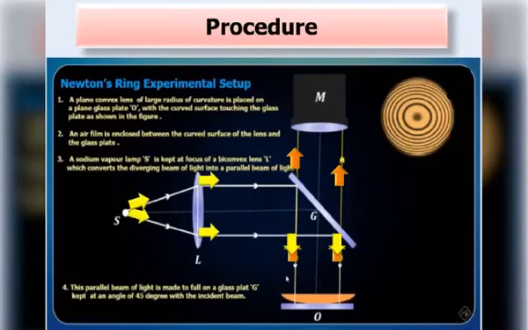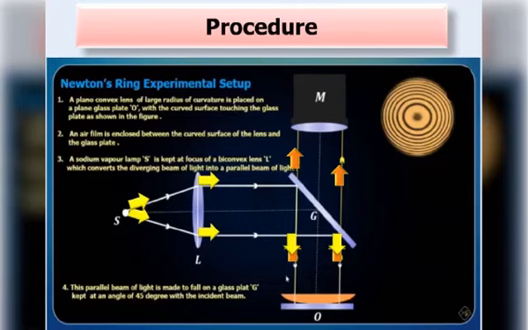Next is the procedure. This is the experimental setup of the Newton's rings experiment. This is a plano-convex lens and this is the plane glass plate. A plano-convex lens of large radius of curvature is placed with its convex surface in contact with the plane glass plate. Then an air film is formed between the lower surface of the plano-convex lens and the upper surface of the glass plate. The thickness of the air film is 0 at the point of contact O and gradually increases outward.